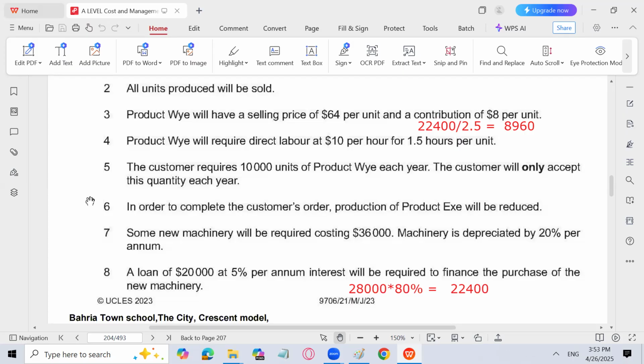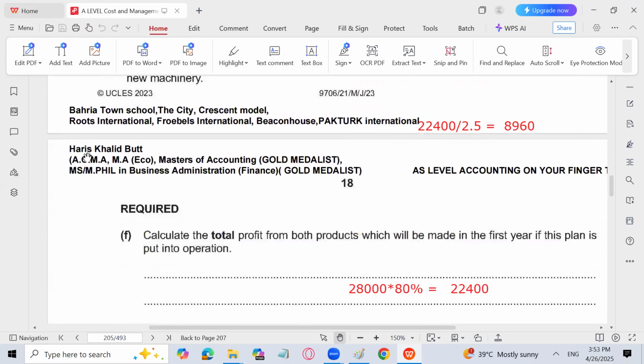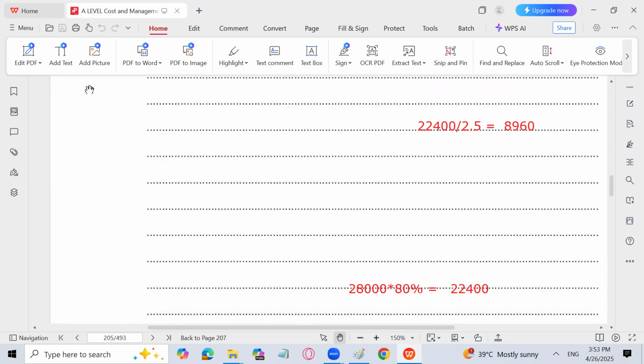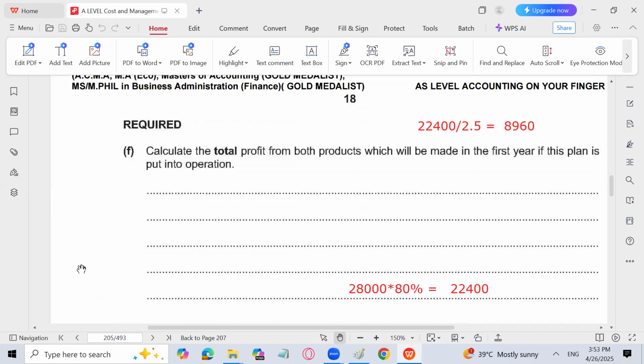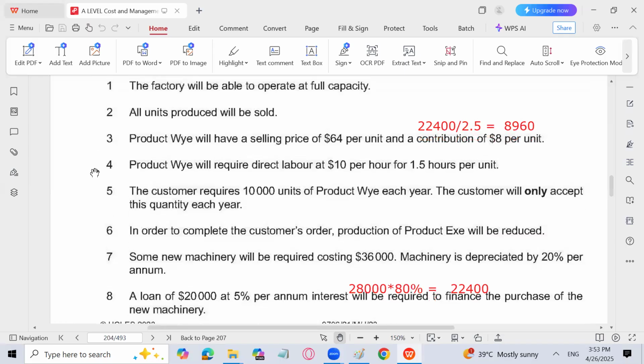Some new machinery will be required, costing 36,000, which is depreciated at 20% per annum. A loan of 20,000 at 5% per annum will be taken, so interest will be paid to finance the purchase of the new machinery. Calculate the total profit from both products which will be made in the first year if this plan is put into operation. That is 5 marks. So we are supposed to find the total profit on both products if we go for this kind of plan. Let's see.